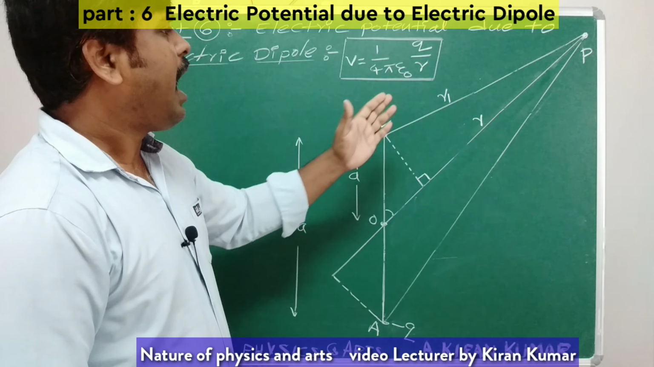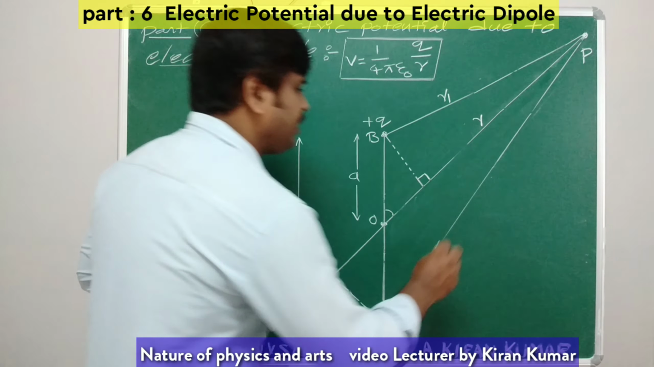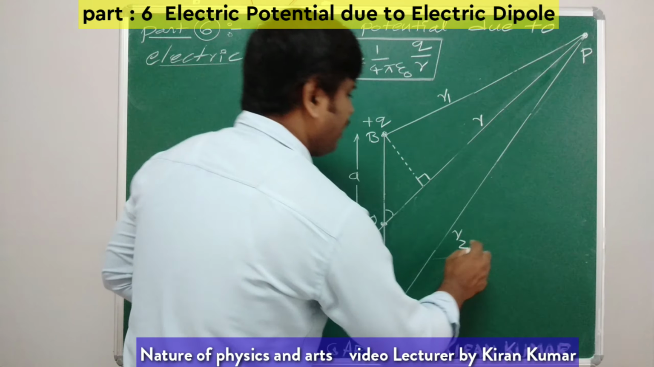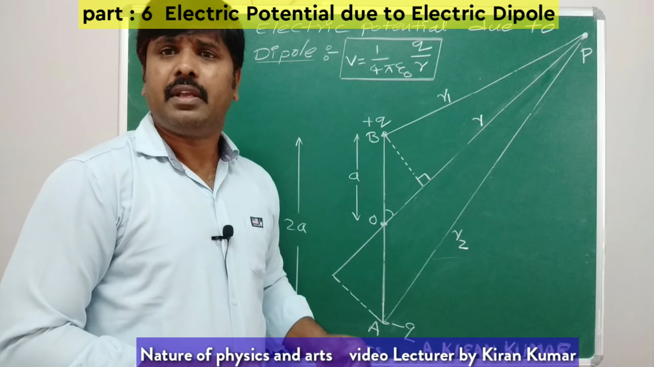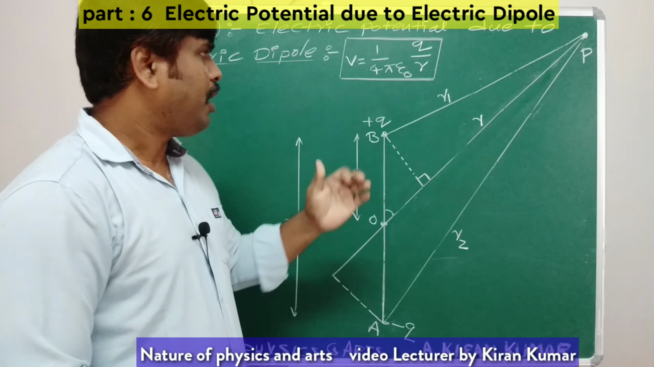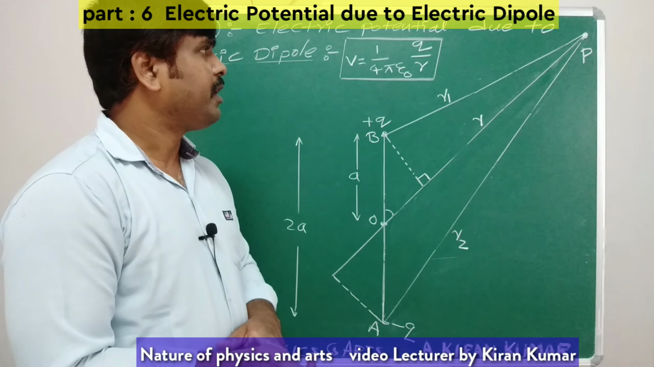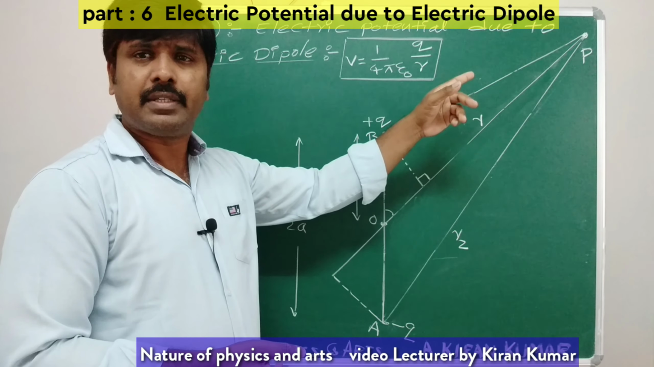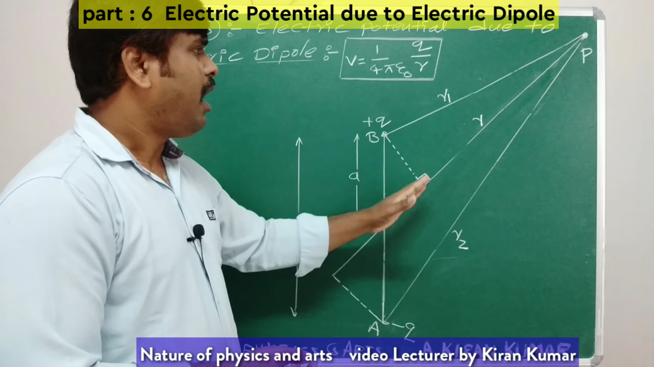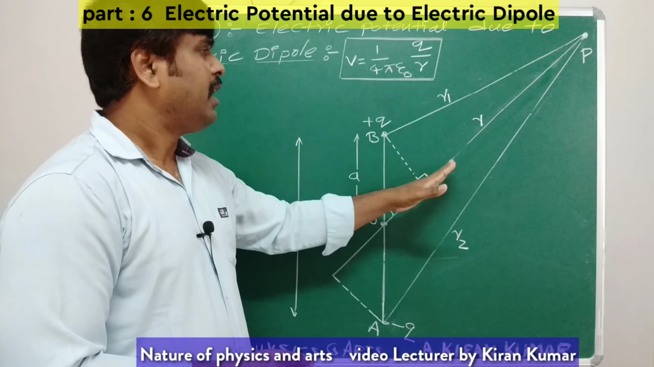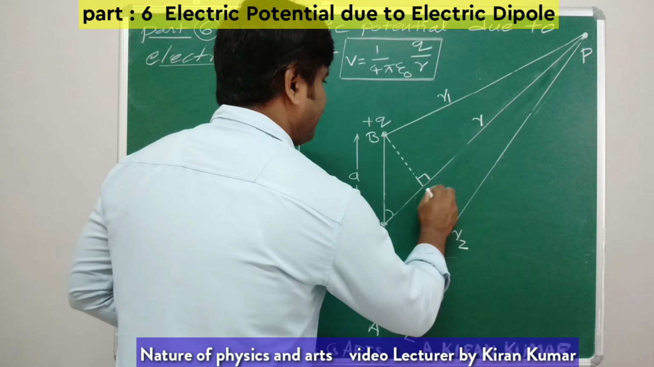Here R1 is the distance from the locating point P to the positive charge, and R2 is the distance from the point P to the negative charge of the electric dipole. So how can we find the R1 and R2 values? Try to understand. I already told you that it is a long distance, that's why theta is very small. Then we have to draw a normal on the line from the center to the point P. So that normal is taken here.